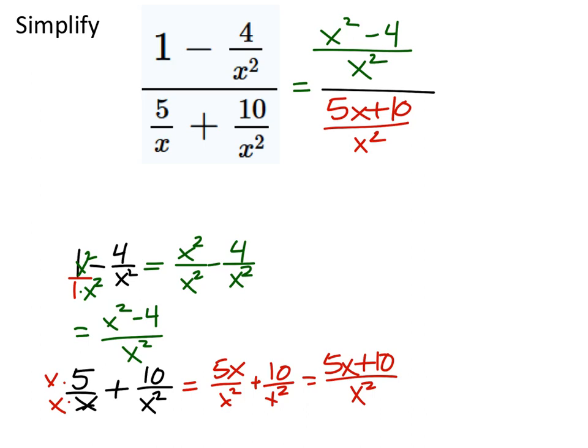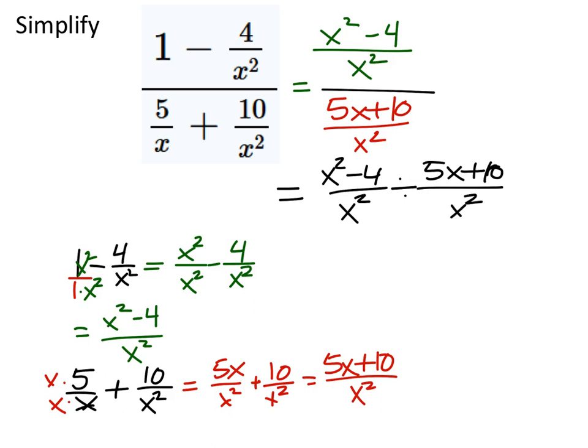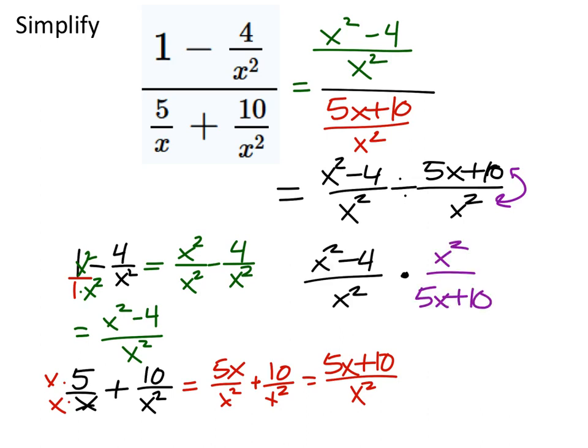Well, let's write this as a division problem then. So I got x squared minus 4 over x squared divided by 5x plus 10 over x squared. And again, this just allows us to reciprocate our second fraction there. So I'm reciprocating 5x plus 10 over x squared. But this now is multiplication because we're reciprocating, all right? And without any further simplification, at least, we can cancel out the x squareds.